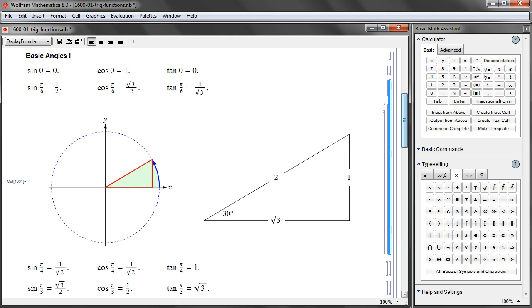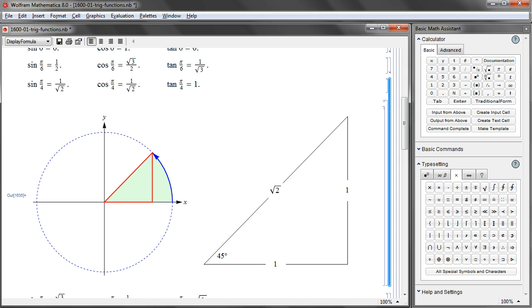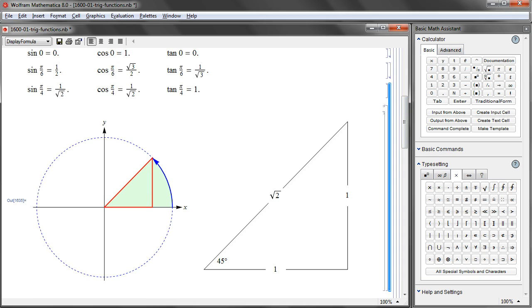The next case is going to be a little bit more interesting, and here it is. Our old friend, the 1, square root of 3, 2 triangle, and this is one side of an equilateral triangle. Consequently, the sine, cosine, and tangent values are 1/2, square root of 3 over 2, and 1 over square root of 3. The next one, pi over 4 or 45 degrees. In this case, we have to look at this triangle, the 1, 1, square root of 2 triangle.